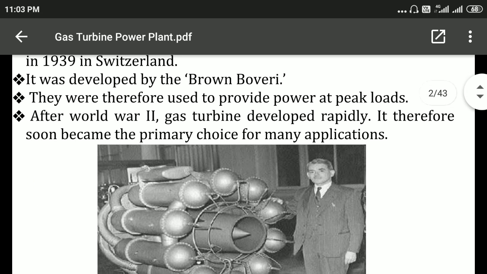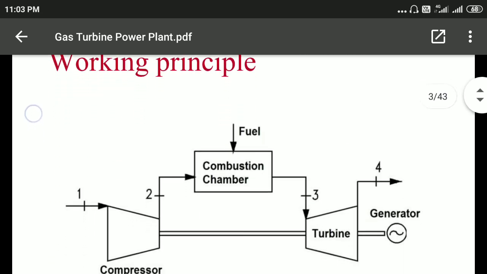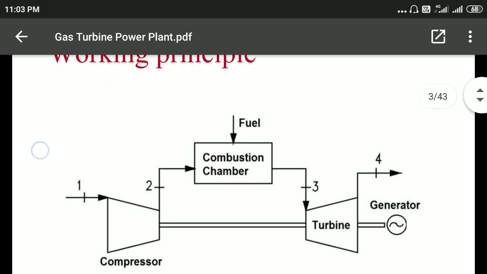After World War II, the gas turbine developed rapidly, and therefore soon became the primary choice for many applications. Now we will see the working principle of the gas turbine power plant.